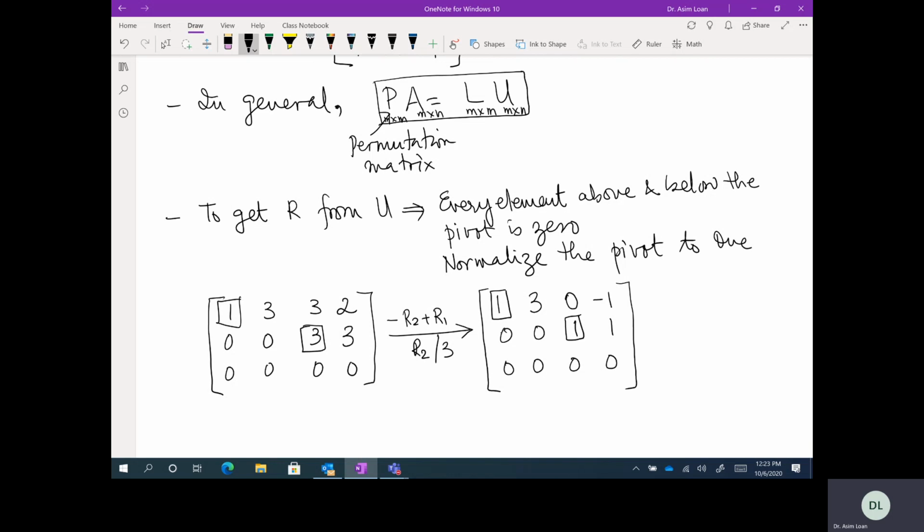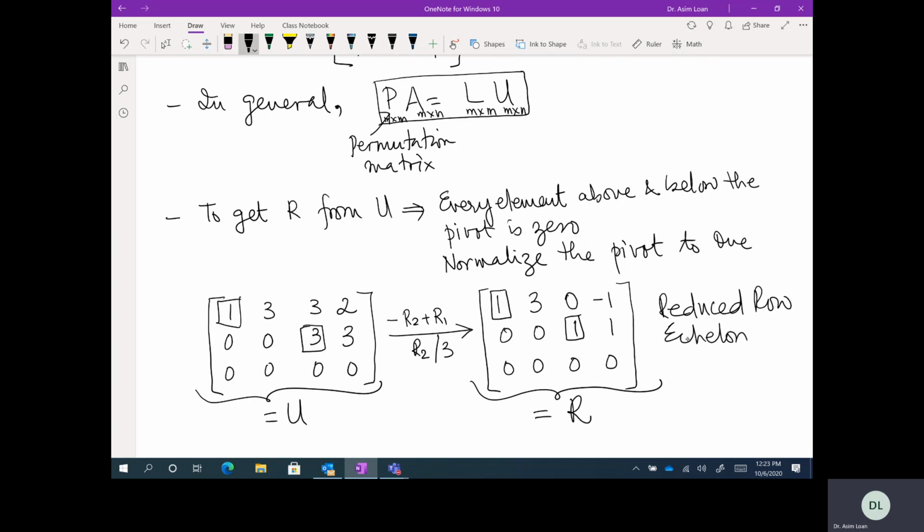So this is called the reduced row echelon form. This is R. Everything above and below a pivot is 0. This is U. So this is the reduced row echelon form.